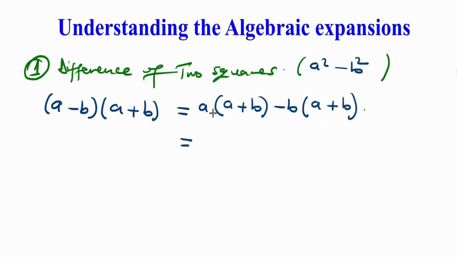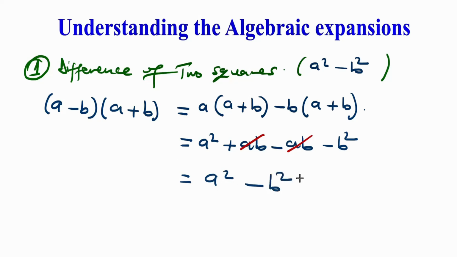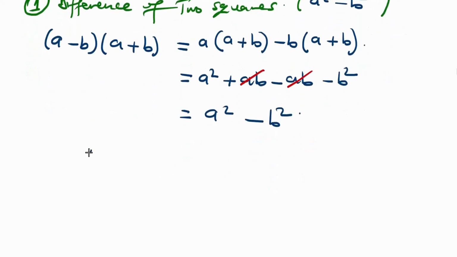So in here, if I multiply a by a, I'm getting a squared, then a multiplied by b, I'm getting plus ab, then negative b multiplied by a, I'm getting negative ab, then negative b multiplied by b, I get negative b squared. If I critically look at these, the ab and negative ab cancel out, and we remain with a squared minus b squared. So this implies that a squared minus b squared, which is our difference of two squares, is simply the same as having a minus b, then a plus b.